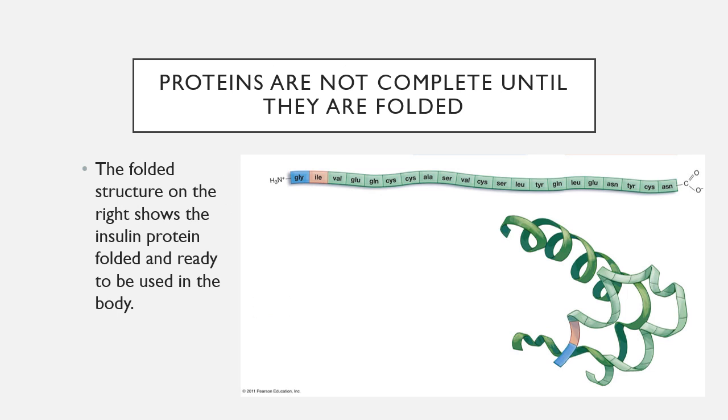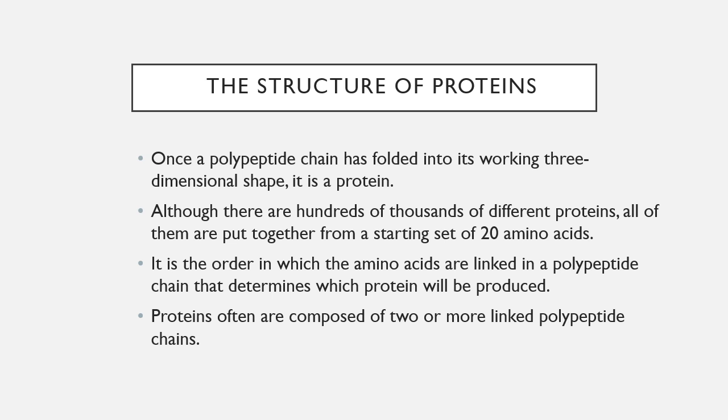Now a polypeptide is a chain of amino acids. It doesn't become a protein until it's folded. The folded structure of this chain is important to the functioning of the protein. So this here is a chain of amino acids, or a polypeptide. This here is the protein because it is folded and ready to be used in the body. Once a polypeptide chain has been folded into its working 3-dimensional shape, it's called a protein.